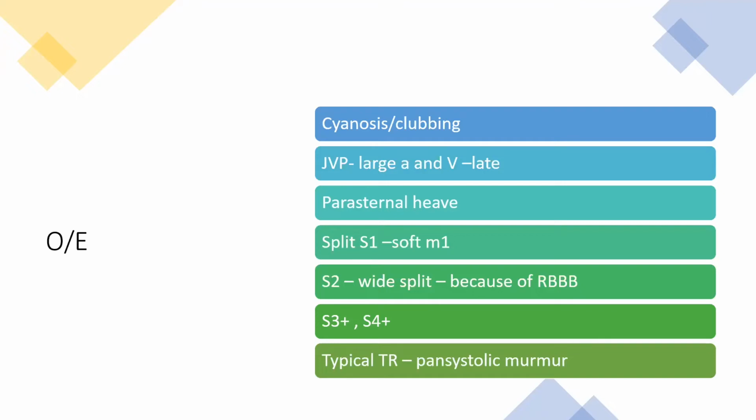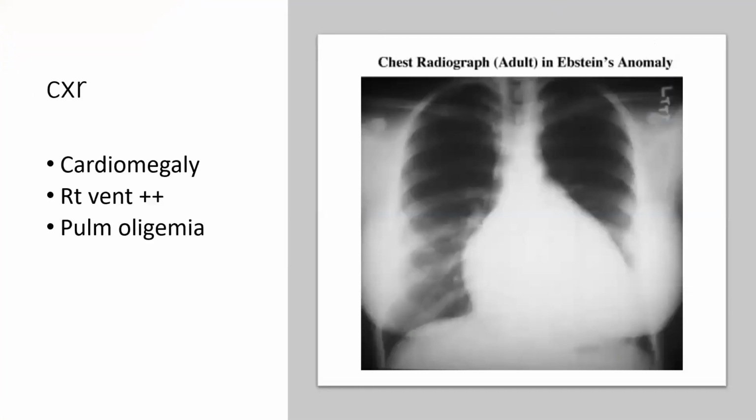S1, S2, S3, S4 is also there, and a typical organic TR, organic tricuspid regurgitation, which is a pan-systolic murmur at the level of the tricuspid valve because of the very low placed tricuspid leaflets. So these are your findings of an Ebstein's anomaly. Now, what do you find on the X-ray?